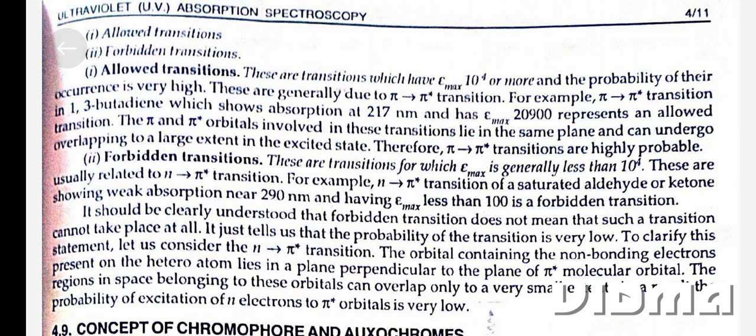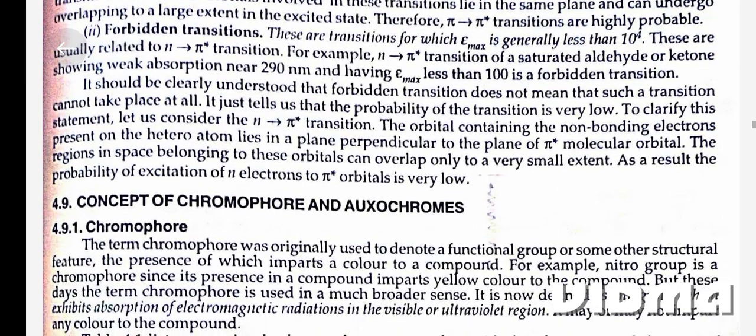Forbidden transitions. These are transitions for which epsilon maximum is generally less than 10 to the power 4. These are usually related to n to pi star transition. For example, n to pi star transition of a saturated aldehyde or ketone showing weak absorption near 290 nanometer and having epsilon maximum less than 100 is a forbidden transition. It should be clearly understood that forbidden transition does not mean that such a transition cannot take place at all. It just tells us that the probability of the transition is very low.